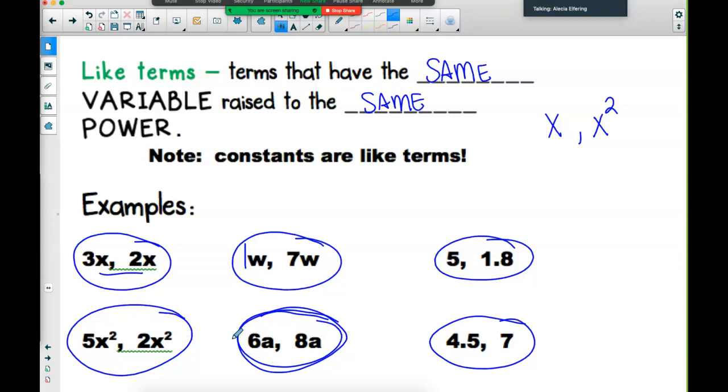And you should be doing this. Absolutely not. These are not like terms. Can somebody tell me why they are not like terms? Brady. Because all the exponent. Yeah, the exponent, the square. Okay, that means they're not like terms.